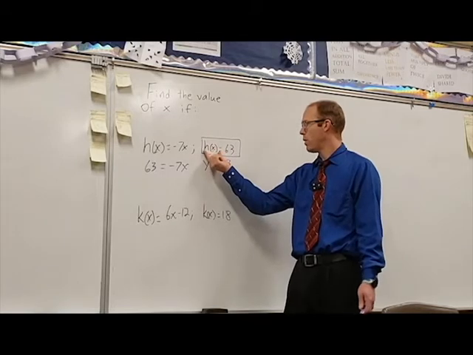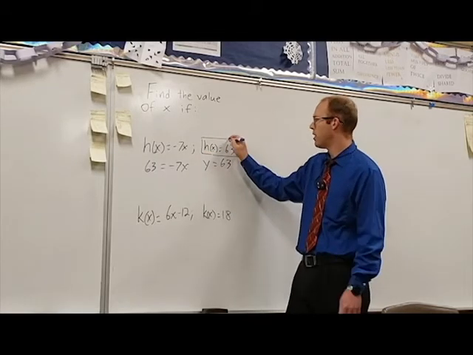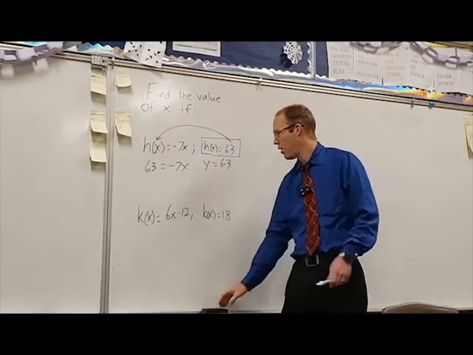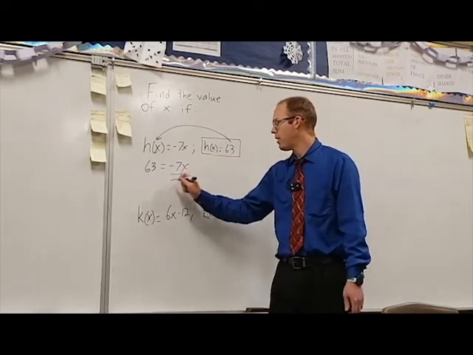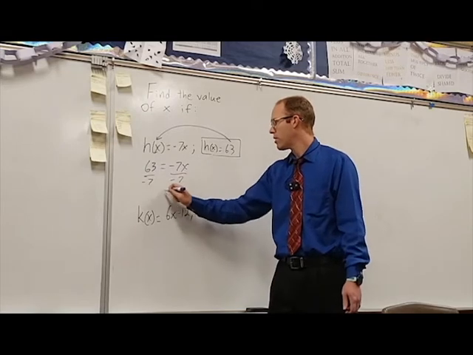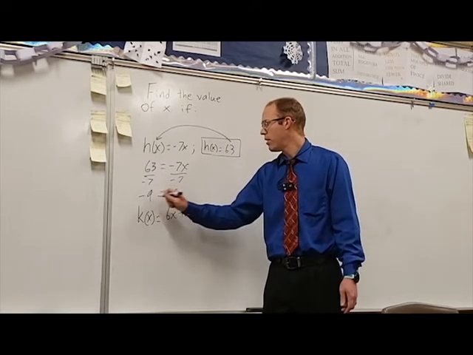So when we look at here, we know the y value. We're going to take that and we're going to plug it in for the y value over there. All right, finish this out by dividing by -7, and we get x equals -9.